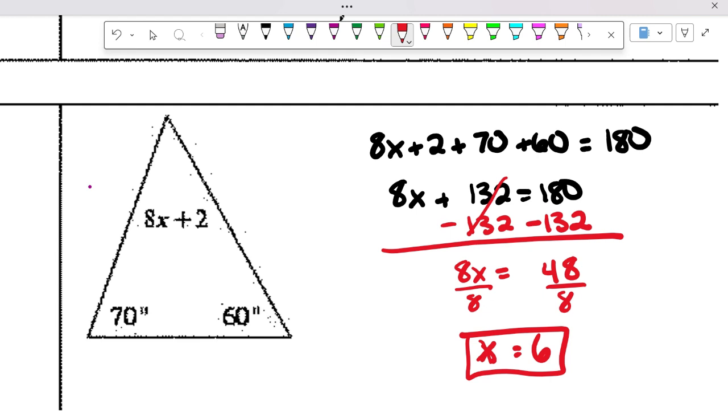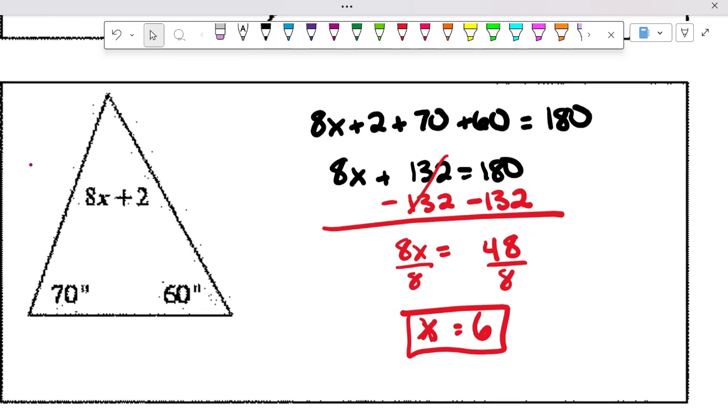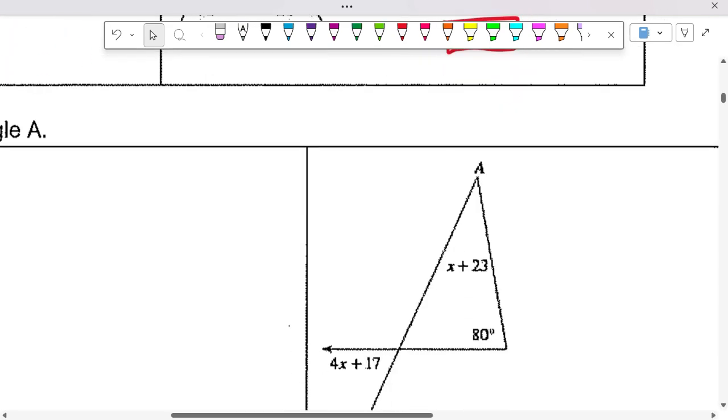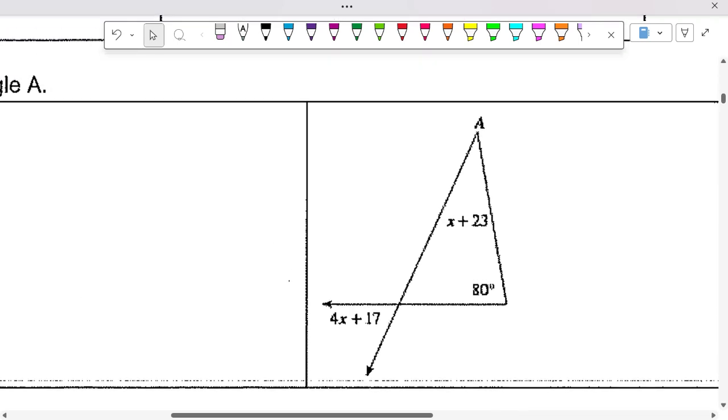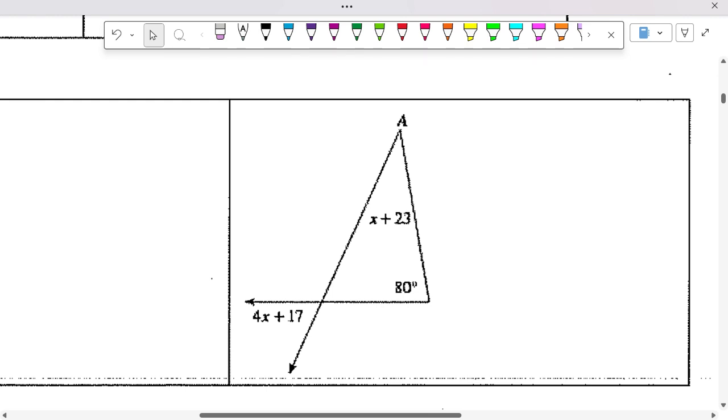So that's how you would set it up, and that's exactly how I did it. So add up all three angles, set equal to 180, combine like terms, and then it's just a two-step equation. All right, any questions so far? All right, one more, and then we'll move on. So this one we're going to kind of do together. It's a little bit of a thinker.